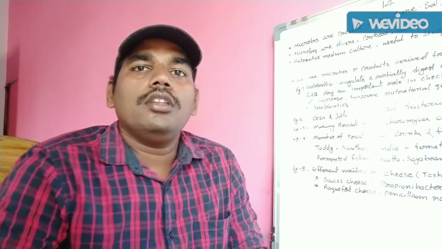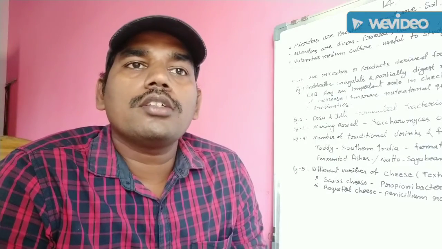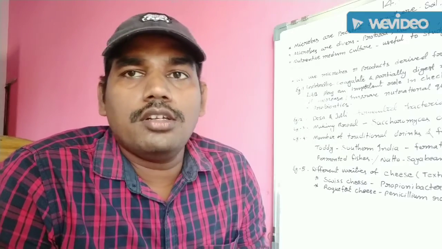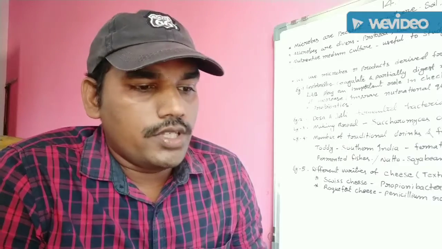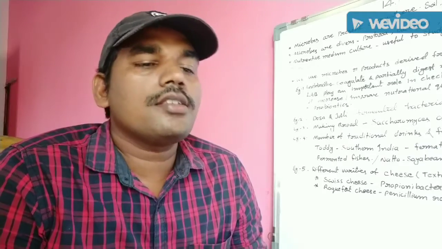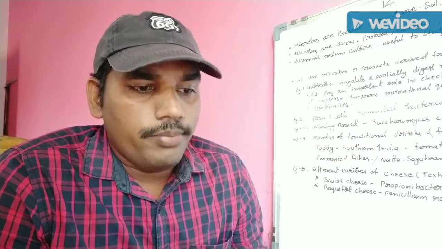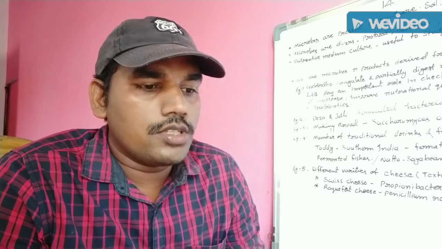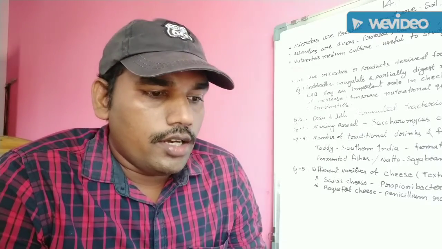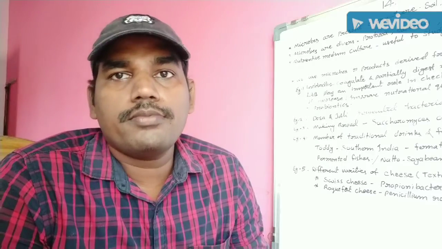Okay, in this chapter we are learning about microbes in household products, microbes in industrial products, microbes in sewage treatment, microbes in production of biogas, microbes as biocontrol agents, and microbes as biofertilizers, and the main challenge posed by microorganisms.